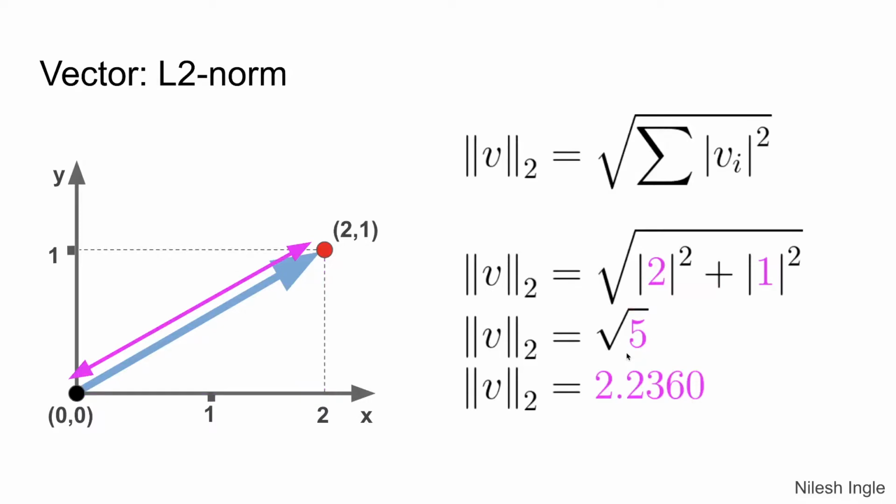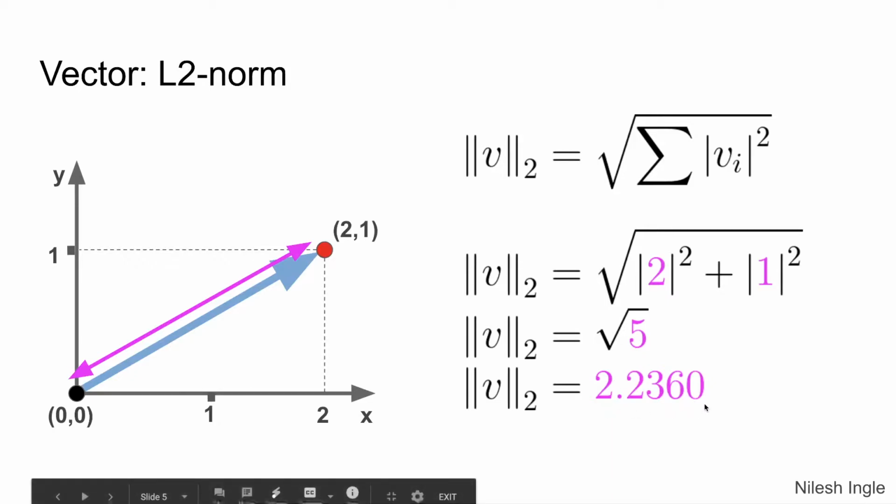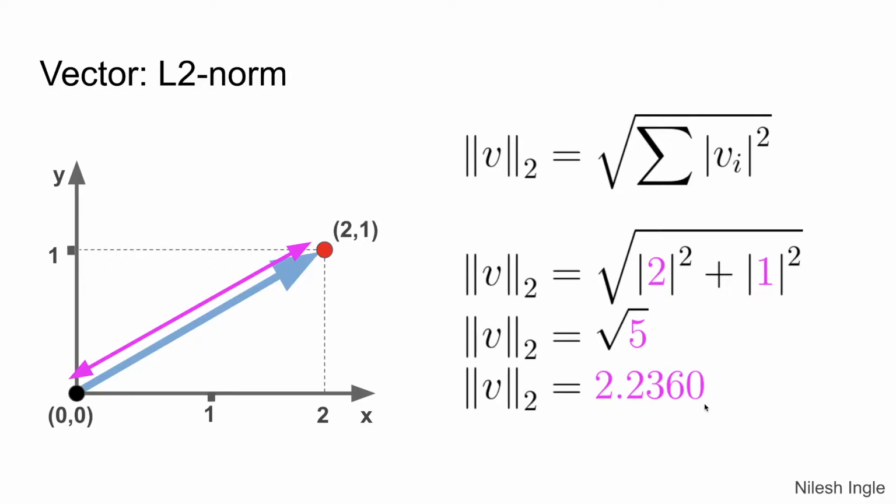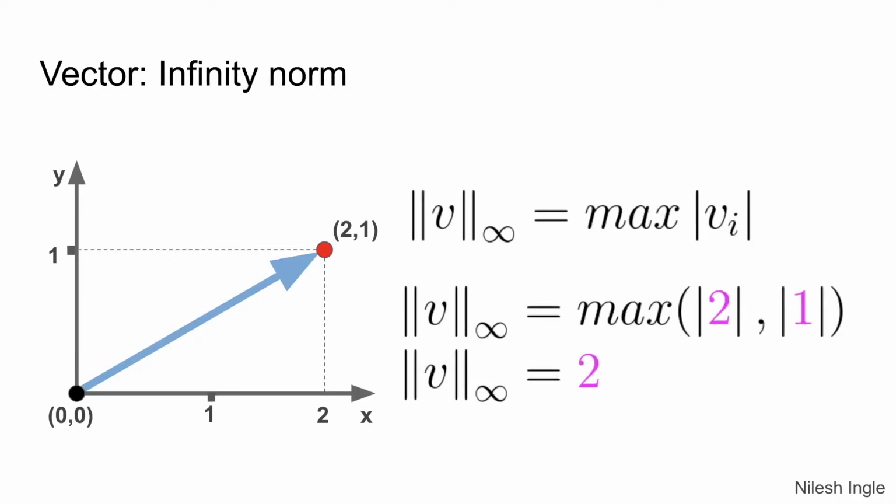And then for L2 norm, we take the Euclidean distance of that point from the origin. So here we are taking the square of absolute 2 and the square of absolute 1 and the square root of that. And so we get an L2 norm of 2.2360. In addition to this, we can go ahead and calculate the infinity norm. Infinity norm is just the maximum of the absolute values. So here, the maximum of absolute value of 2 and absolute value of 1 is 2. And so the infinity norm for this vector is 2.